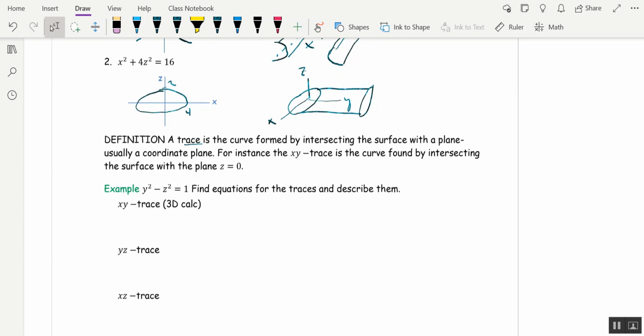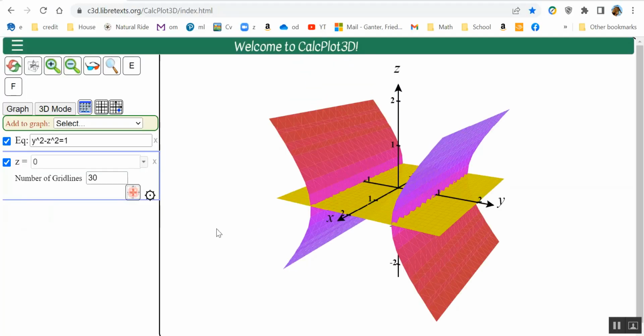We're going to find equations for each of the traces and describe them with a single word. So the xy trace, we want to set z equal to 0 in that equation. So I get y squared equals 1, which gives me two curves actually, y equals plus or minus 1. That's two parallel lines. Okay, and here I am in Calc 3D. I graphed the xy plane by setting z equal to 0, and you can see the two lines I'm getting here give me the xy trace.